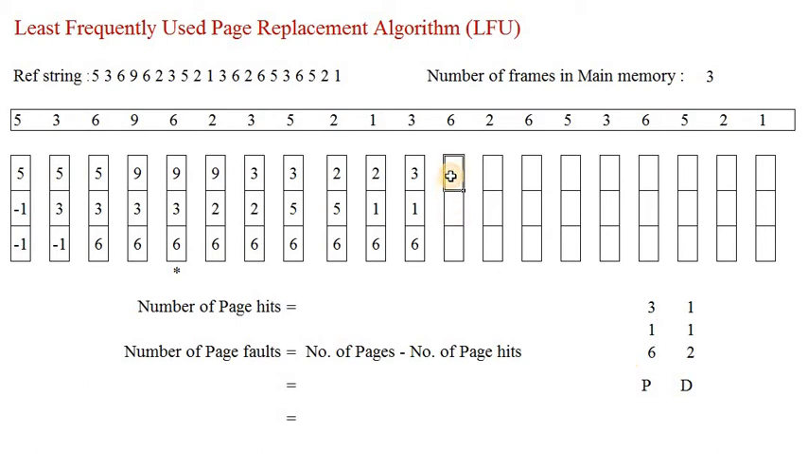Then 6. Now a page hit occurred for 6. A page hit can be denoted with a star. For which page did it occur? For 6 only. So since a page hit occurred for 6, its degree will be increased by 1, so 2 becomes 3. Then the next iteration, 2. 6 cannot be deleted because it has the highest degree. Among 3 and 1, 1 came first, so 1 will be replaced with 2, and 3 stays as it is.